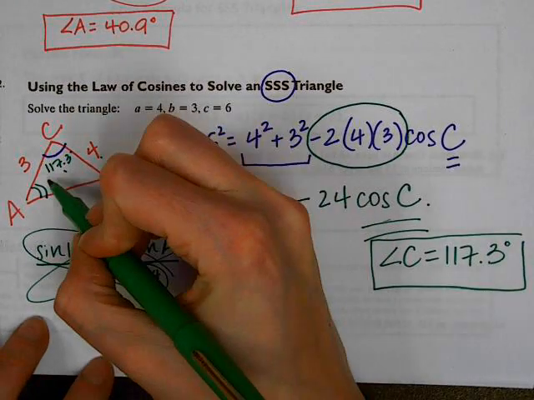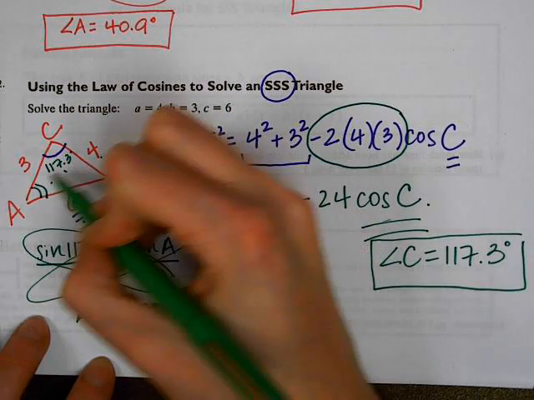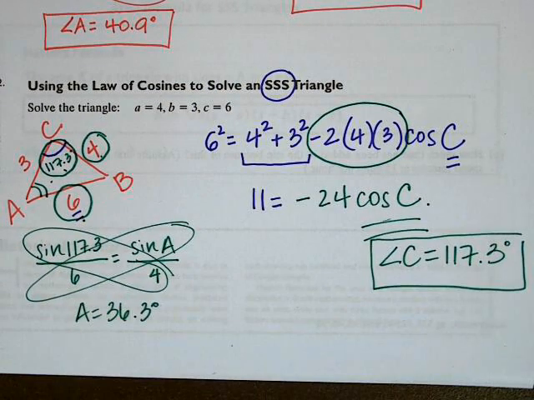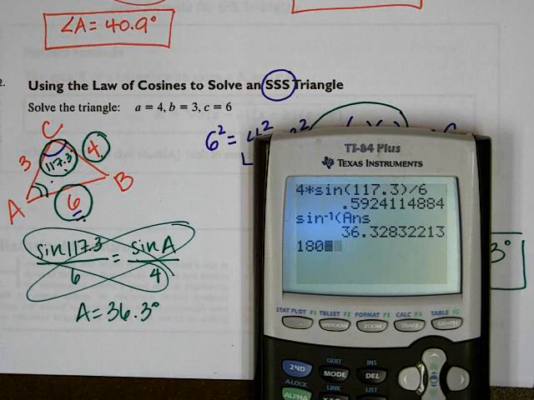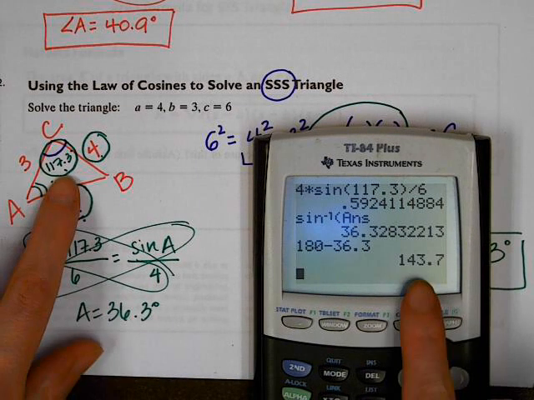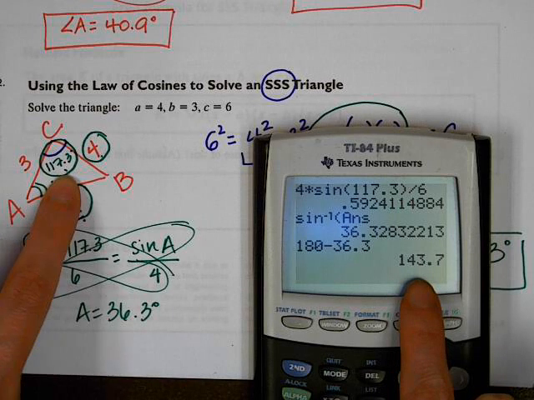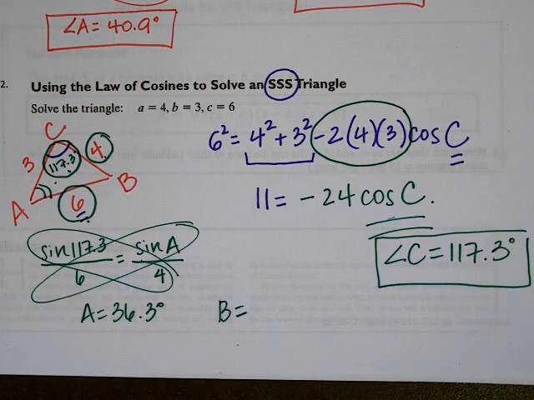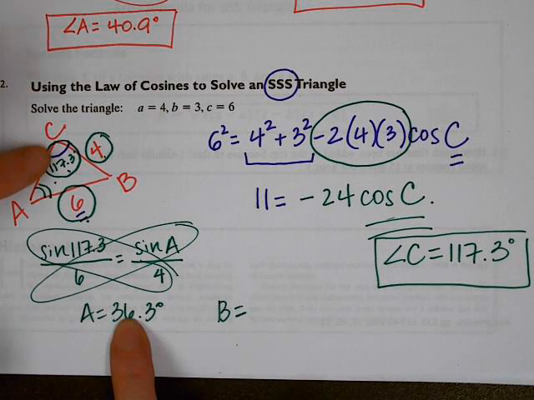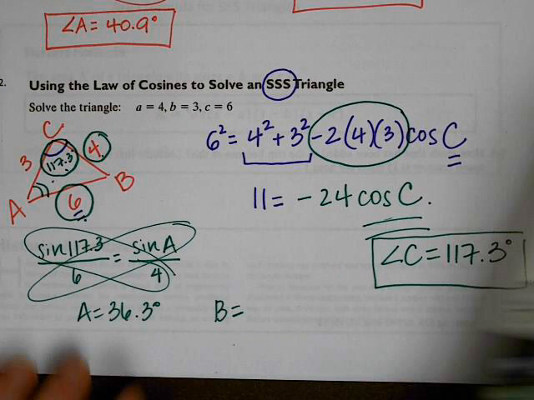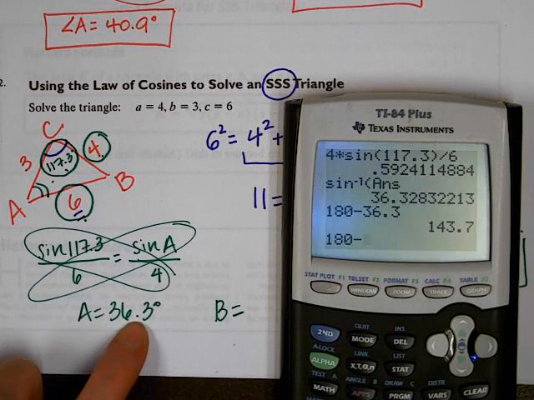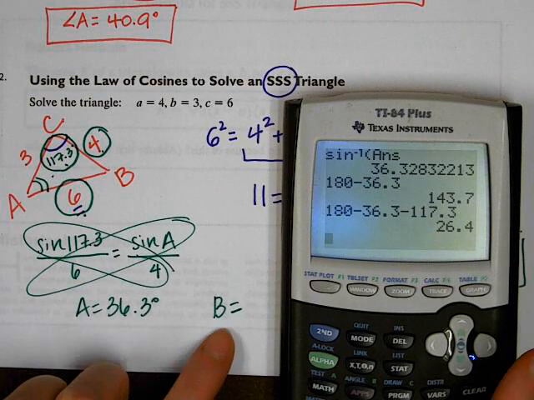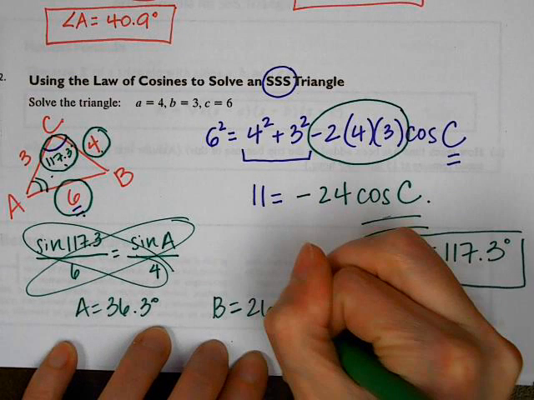Now because we used angle, side, we do want to check: 180 minus 36.3 is way too big, so it's not possible for there to be a second triangle. And then angle B is just going to be 180 minus angle C and angle A. So 180 minus angle A minus angle C. So angle B must be 26.4 degrees. And then I think we're done.